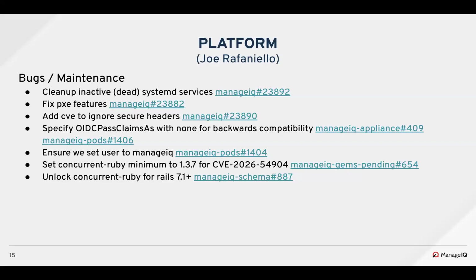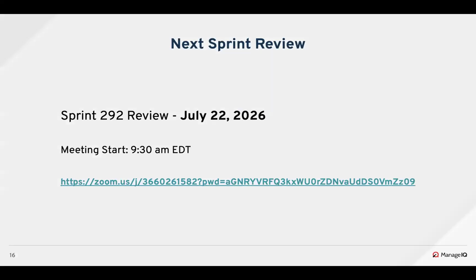Brandon ensured we set the user to manageiq in manageiq-pods. Jason set the concurrent-ruby minimum to 1.3.7 to address a CVE, and that's in manageiq-gems-pending. And Adam unlocked concurrent-ruby for Rails 7.1 and newer in manageiq-schema. Next slide, and back to Jason.